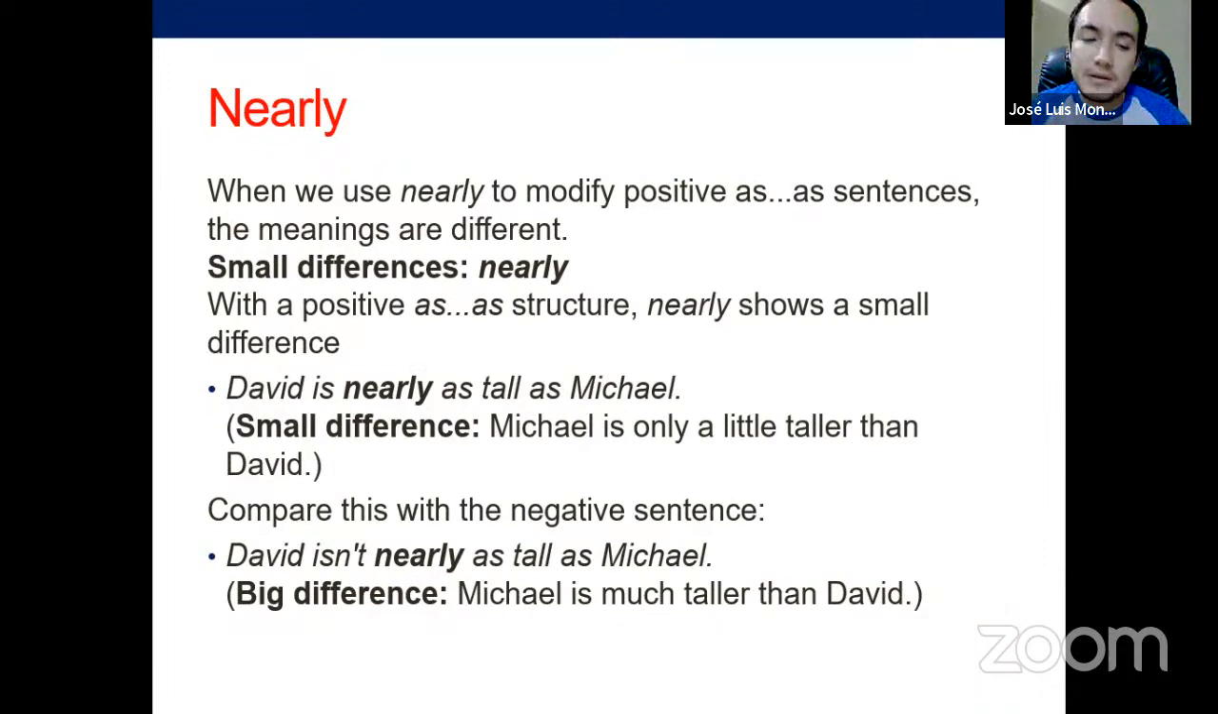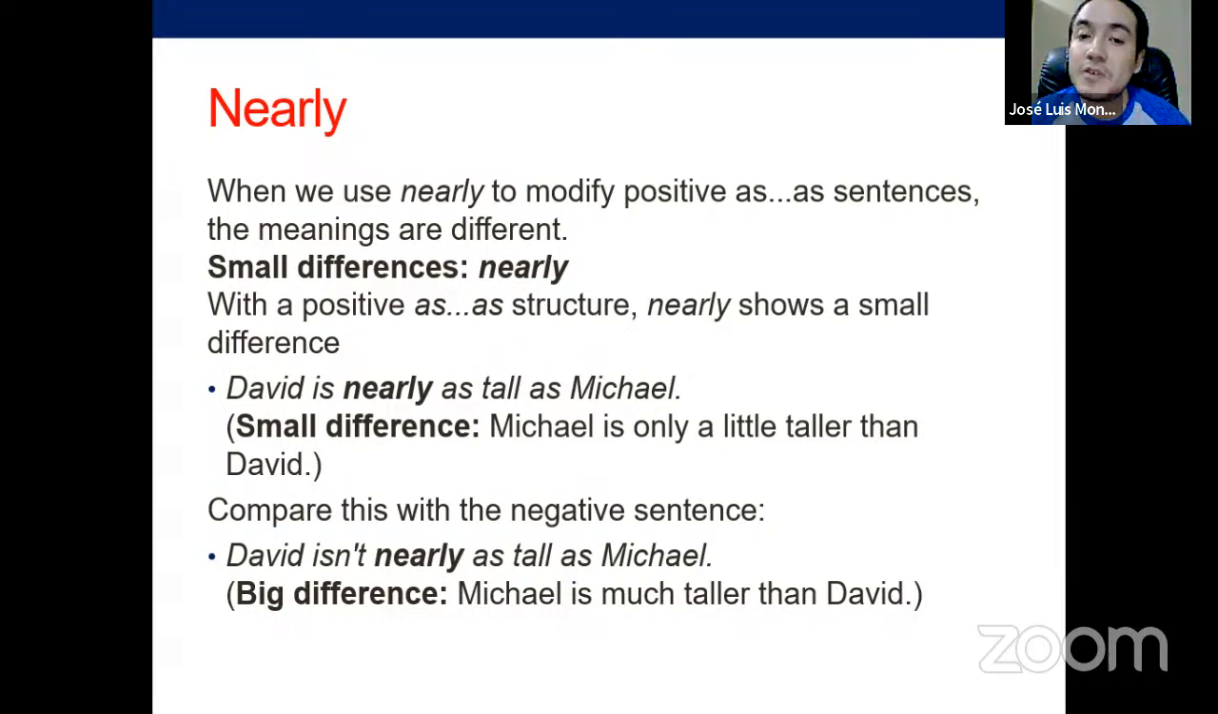Now, to put some degree on how equal or not equal something is or can be, you can use nearly. When we use nearly to modify positive as sentences, their meanings are different. So they are not the same. But if it's affirmative, the difference is small. If it's negative, the difference is big. So, small differences: with a positive as structure, nearly shows a small difference, right?